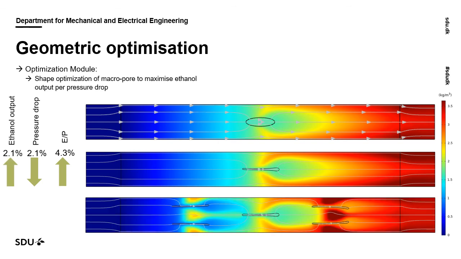We can add additional ellipses and also optimize these, and we get quite significant improvements in the production. So we see here that multiple inclusions of different sizes can give quite a big impact, and that's what we want to use topology optimization for in the future.